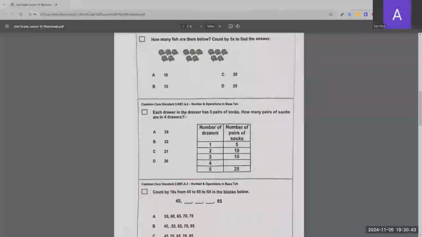Next, each drawer in a dresser has 5 pairs of socks. How many pairs of socks are in 4 dressers? So looking here, we add 5 from each number of drawer. So if we want to go from 3 drawers to 4 drawers, we just have to add 5. So 15 plus 5 is 20. And that is D.